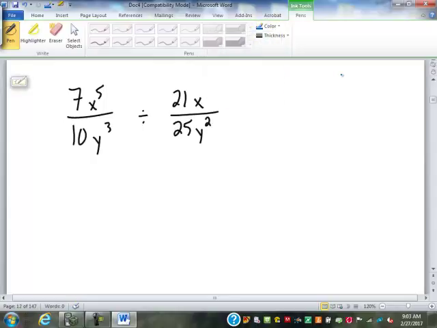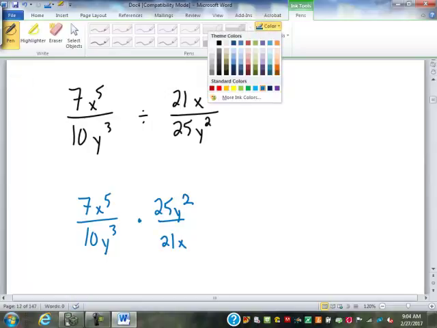So looking at one like this, we're throwing in the variables again. But because we change our division into multiplying by reciprocal, this is really nothing new to us. This is exactly like doing our multiplication. The only difference is we have to start out with an extra step, which is to take the reciprocal of that second fraction. So the first one never changes. The 21x over 25y squared becomes 25y squared over 21x. We just flip it over, take the reciprocal. Then what can we do?